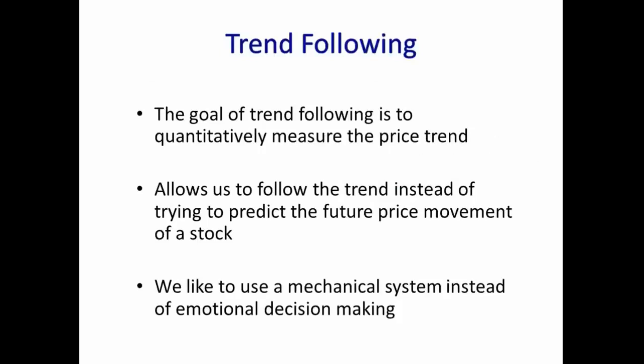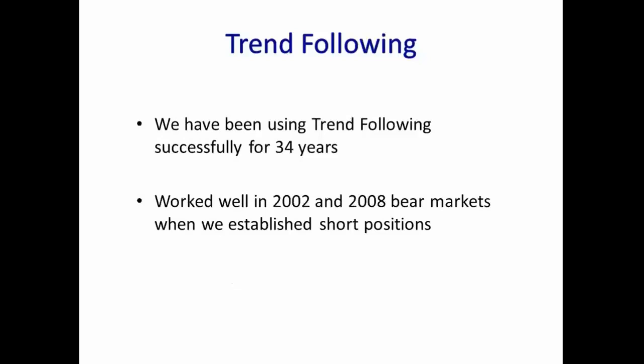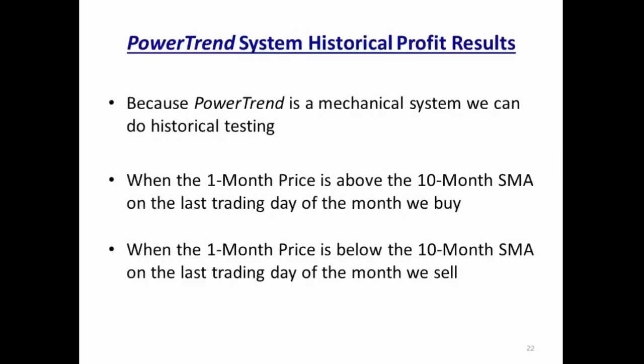Now the goal of trend following is to quantitatively measure the price trend, and if we can quantitatively measure the price trend, it allows us to follow the trend instead of trying to predict the future price movement of a stock. So we like to use a mechanical system instead of using emotional decision making, and eliminating emotional decision making can give us the discipline we need to be successful traders. And we've been using trend following successfully for more than 34 years, and our trend following system worked well in the 2002 and 2008 bear markets when we established short positions.